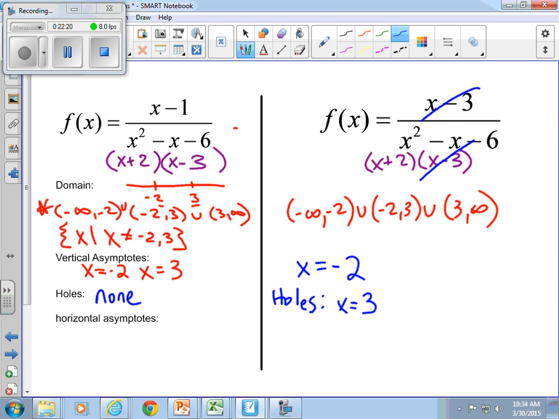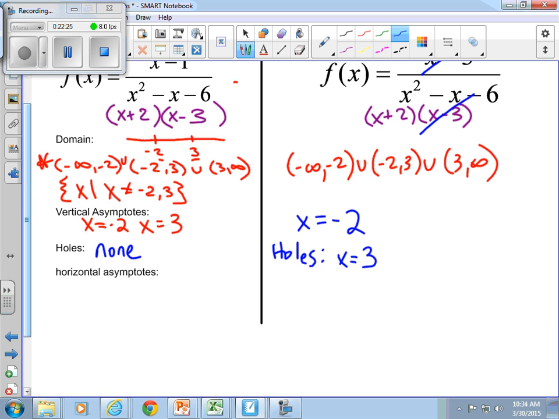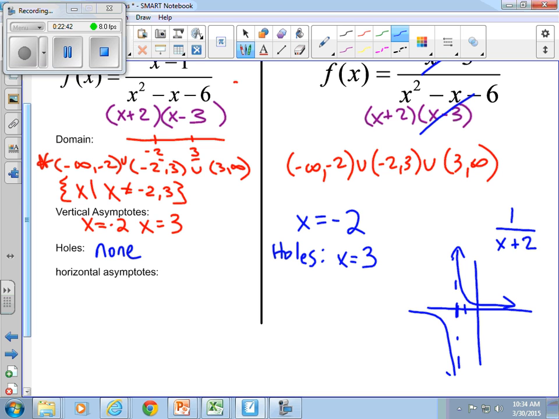Here's the thing. Everyone look at this. If I cancel the x minus 3s, wouldn't I be left with 1 over x plus 2? Could I graph 1 over x plus 2 that I did on the bell ringer? Is that what your calculator looks like? It seems to be like that. So what's the difference in this big messy equation and this simple one? The x minus 3. And what does that create?